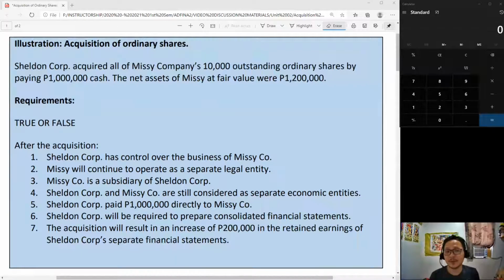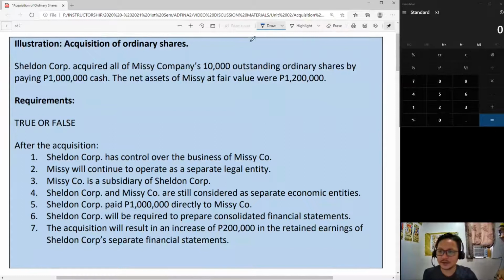On business combination, and today we're going to talk about a little something on acquisition of ordinary shares. We are going to do so by answering some true or false questions regarding the circumstances that surround acquisition of ordinary shares. So here goes.